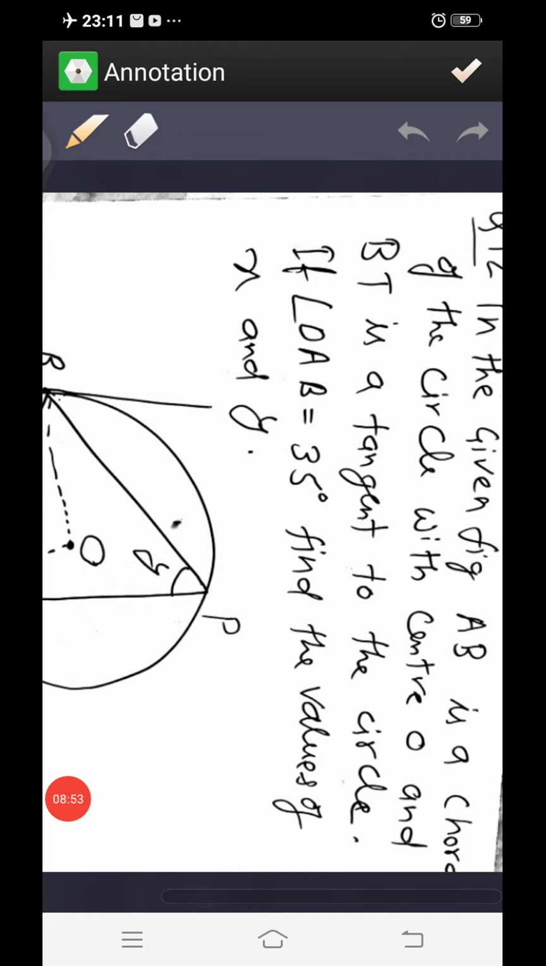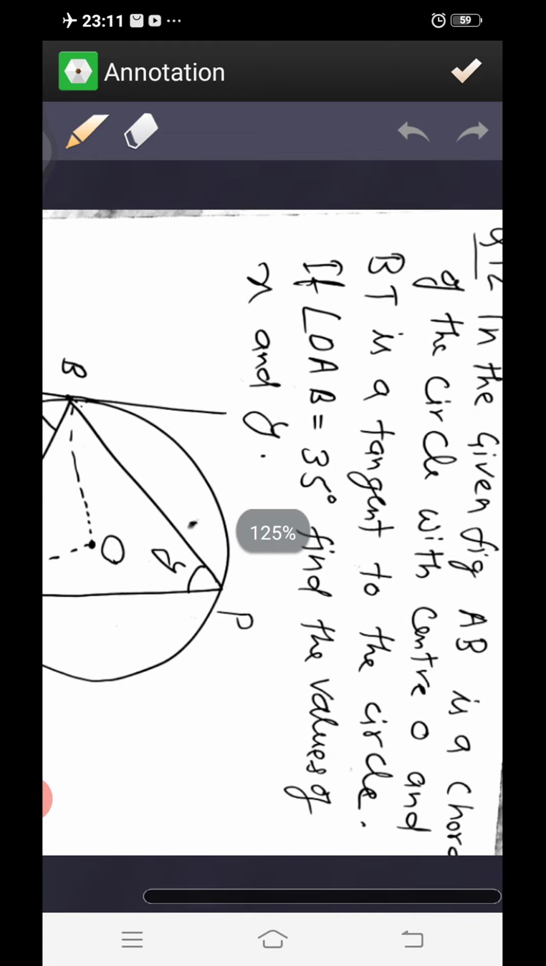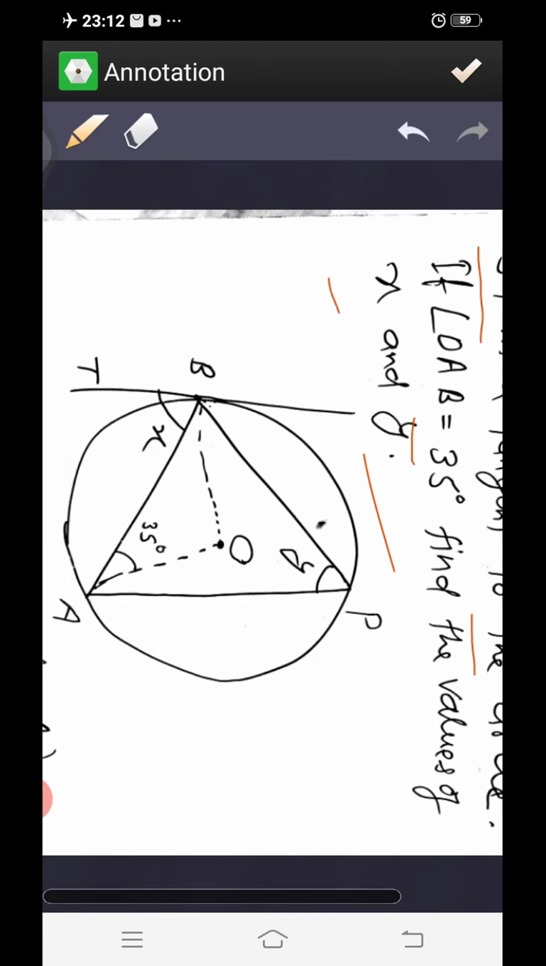Let's take question number 12. In the given figure, AB is a chord of the circle with center O and BT is a tangent to the circle. If angle OAB is 35 degrees, find the value of x and y. We have to find the values of x and y. So see in the figure, here we have to find the values of x and y.